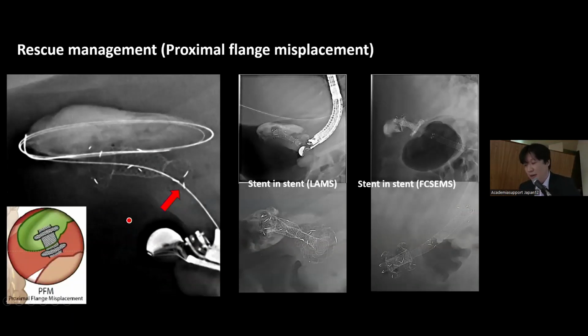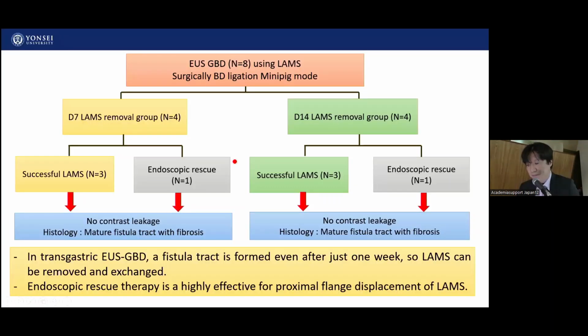Interestingly, we had 2 cases of proximal flange maldeployment during LAMS insertion. In those cases, because we had the guidewire, stent-in-stent using LAMS or a longer fully covered SEMS was possible. These 2 mini pigs remained alive until the end of the study.